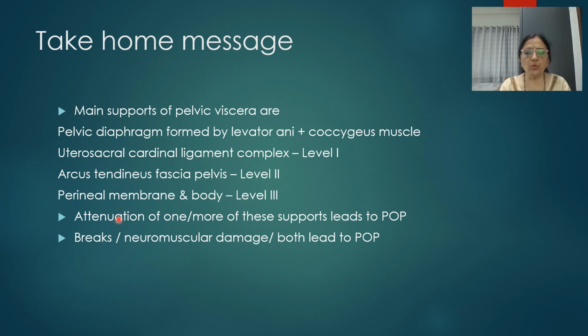Attenuation is loss of tone. Attenuation of one or more of these supports leads to the development of pelvic organ prolapse. This attenuation can be either because of physical breaks or tears in these supporting structures, or because of neuromuscular damage, or a combination of these two, which leads to the development of pelvic organ prolapse.